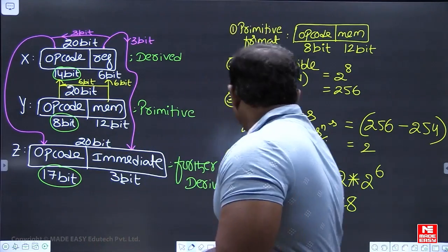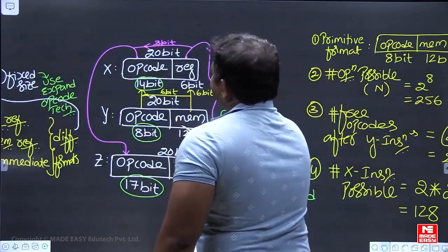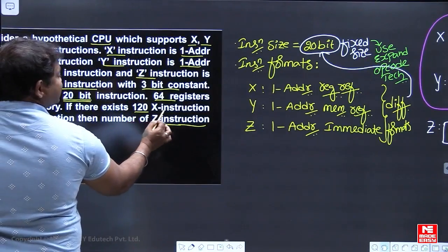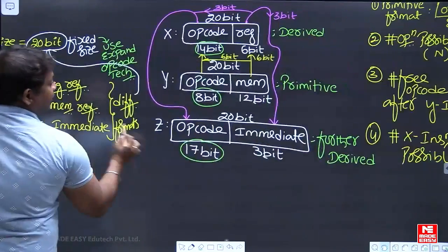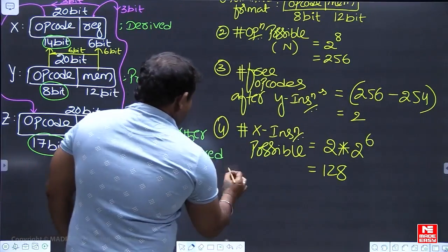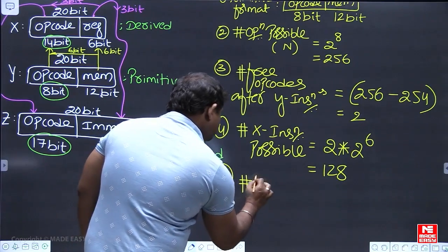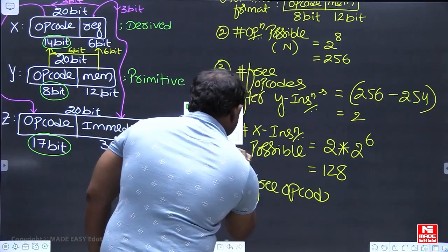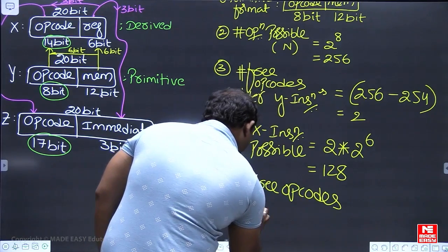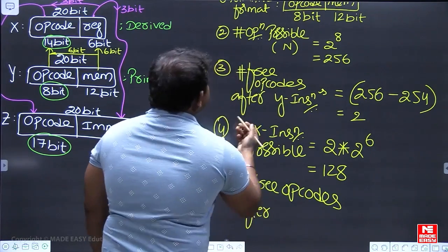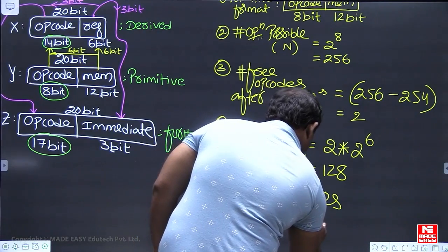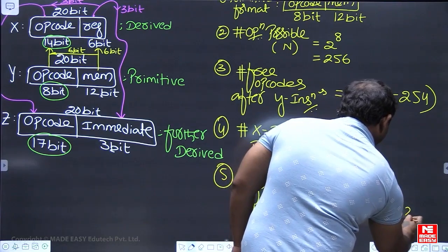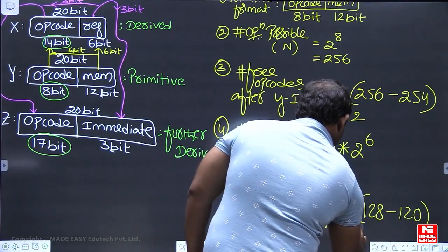Okay, but according to the question, how many X instructions are already implemented? According to the question, 120 X instructions are already implemented. Correct? Now the number of free opcodes after X instructions is equal to 128 minus 120, that is 8.